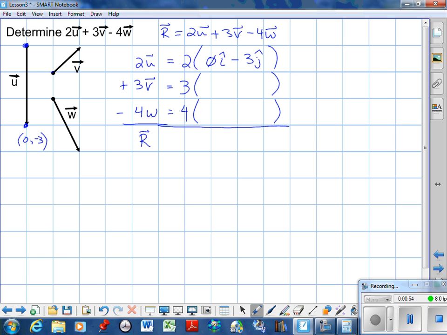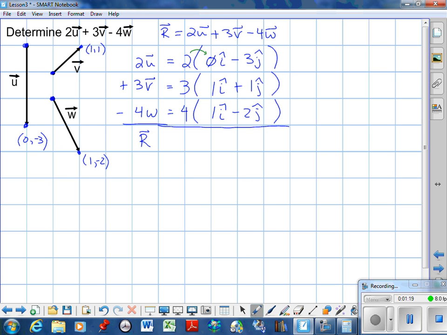For the v vector, starting point, end point, coordinates 1, 1. So it would be 1i plus 1j. W vector, here's the origin. What's the coordinates? 1, negative 2. So 1i minus 2j. Now we just got to be careful here with the distribution.